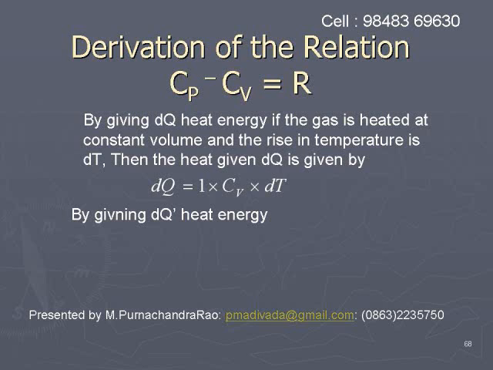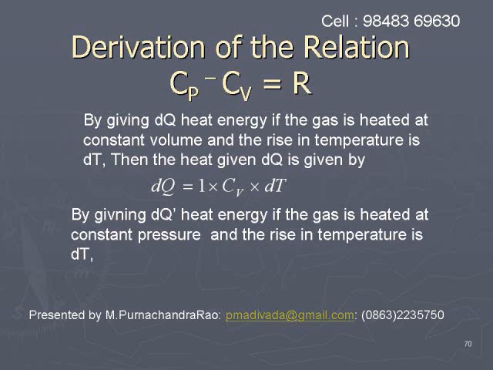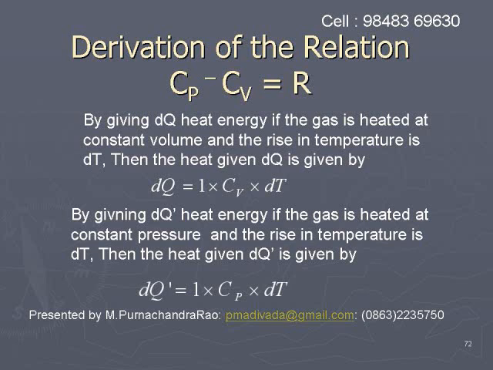By giving dq prime heat energy, if the gas is heated at constant pressure, and thereby the rise in temperature is dT, then the heat given dq prime is given by dq prime is equal to 1 into Cp into dT. 1 is the number of moles, Cp is specific heat at constant pressure, and dT is the rise in temperature. Like this, we calculate the heat given at constant pressure.